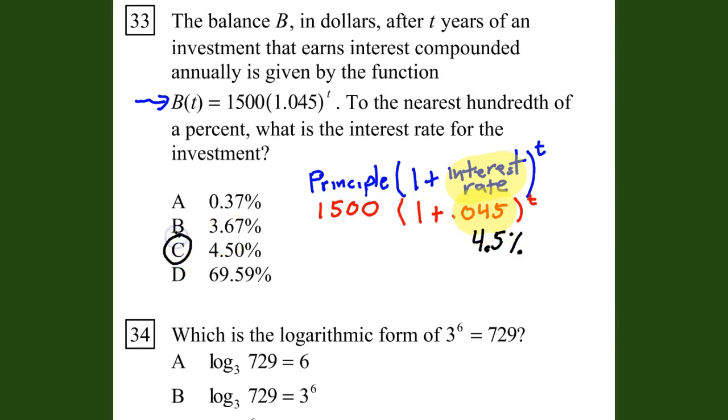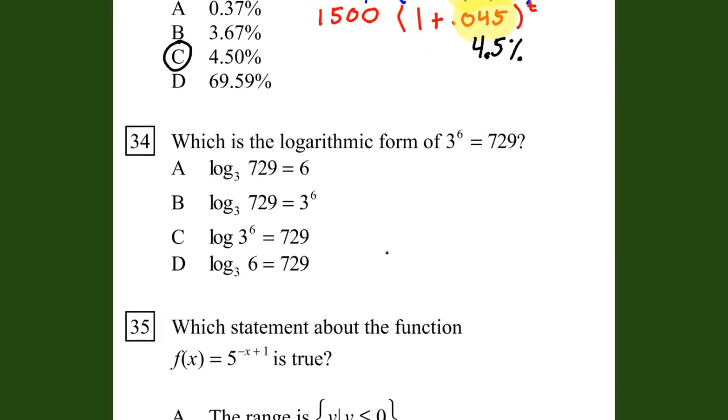So there is our answer. And you can use this formula for any type of compounding except for compounding continuously. That's when you use the e. But if we're compounding monthly, it'd just be this divided by 12, or quarterly be divided by 4. But this is the general formula for all those types of problems. Now let's look at some logarithm problems.